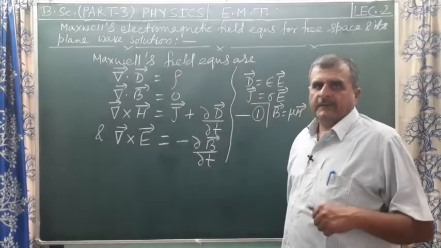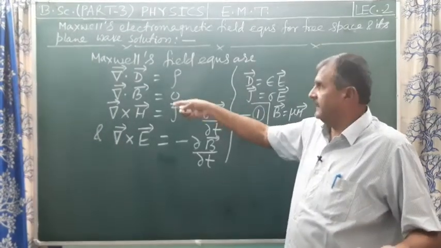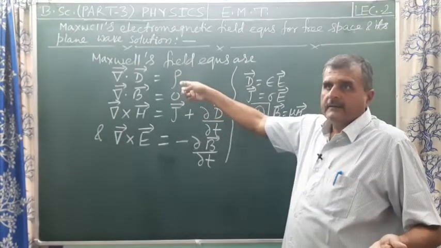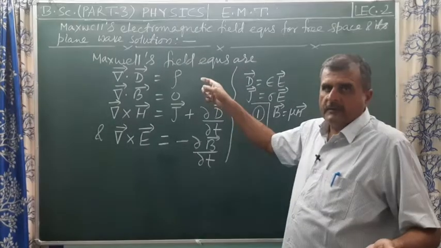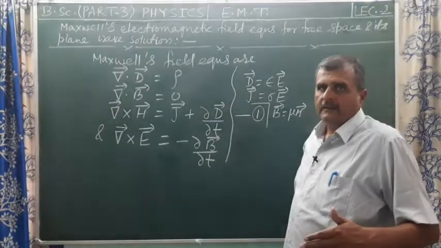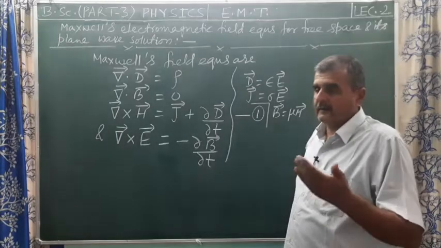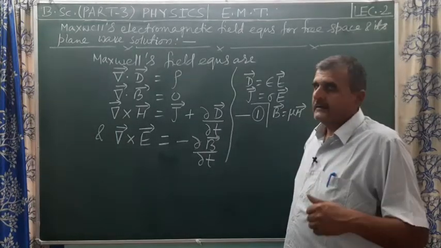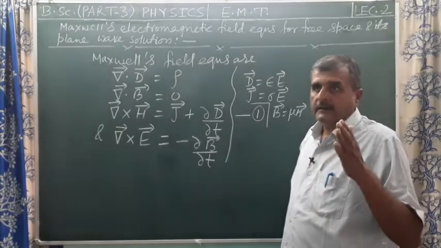And in free space, we have charge density rho is equal to 0. Epsilon r is equal to 1. For air or vacuum or free space, epsilon r, that is relative permittivity of the medium, or K, dielectric constant, is taken as 1. And also mu r, relative permeability, is also taken as 1 for free space.